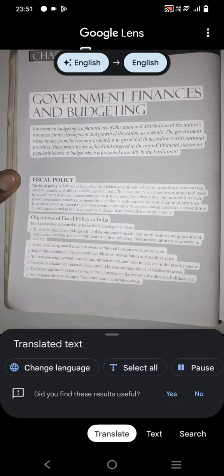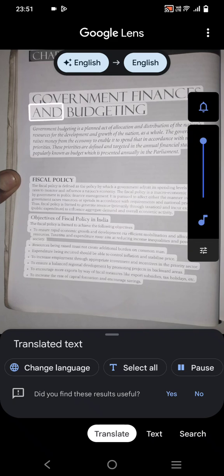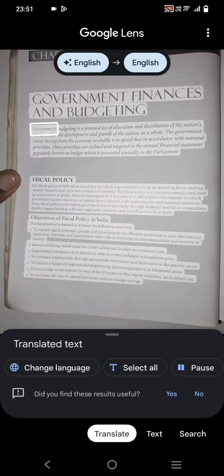Chapter 6. Government Finances and Budgeting. Government budgeting is a planned act of allocation and distribution of the nation's resources for the development and growth of the nation as a whole. The government raises money from the economy to enable it to spend that in accordance with national priorities. These priorities are defined and targeted in the annual financial statement, popularly known as budget, which is presented annually in the Parliament.